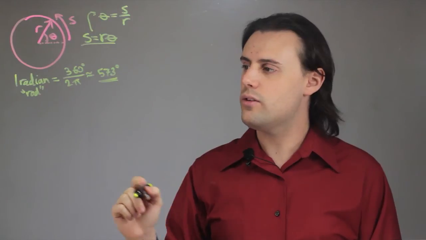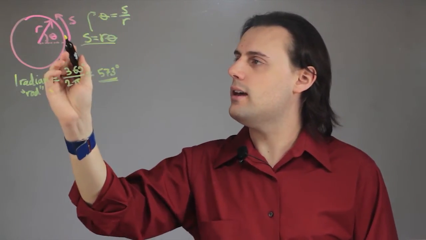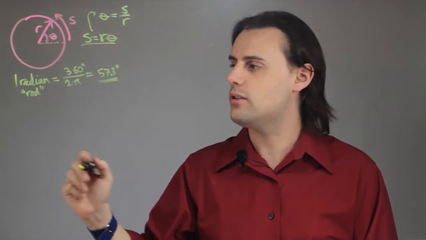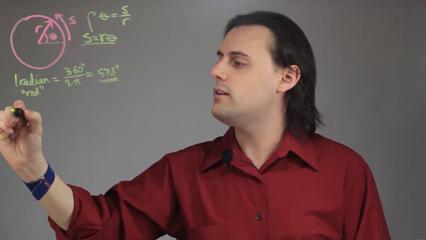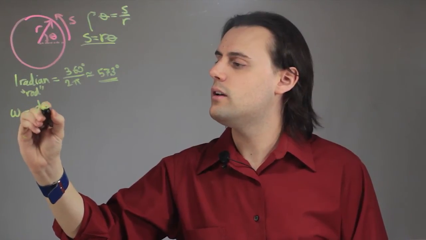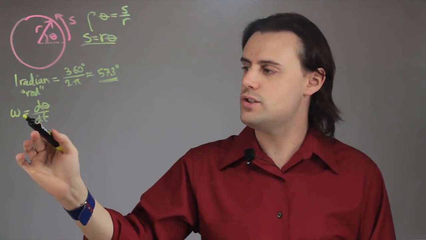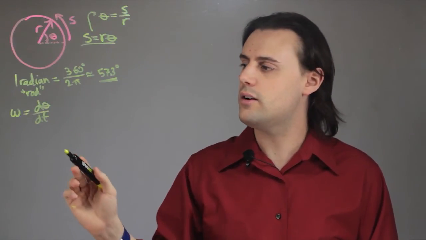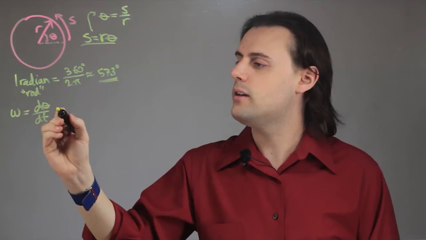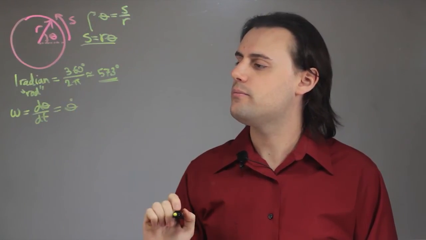So now let's go over the kinematics. We have an angle which we're going to treat as a type of position in circular motion. And if we take the time derivative of that angle, we end up with the angular velocity, which is denoted with the Greek letter omega, the lowercase one. So we can denote that as theta dot.